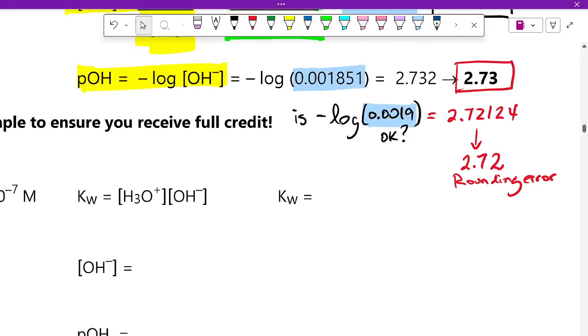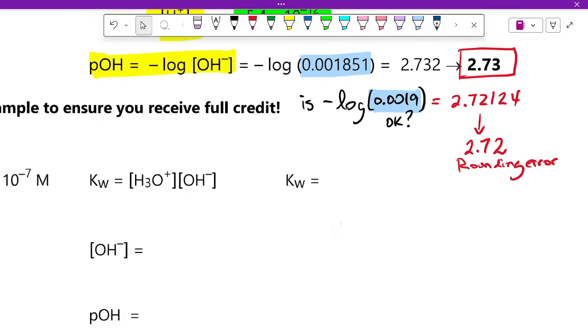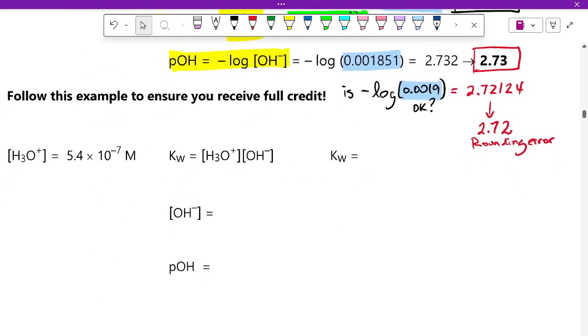Have you guys heard that expression? Yes. It just means, and there you go. Okay, try the next one on your own. I'll come back.